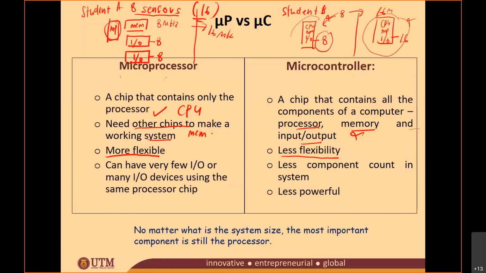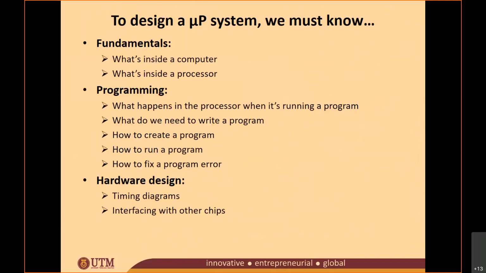And then lastly, here it can have very few I/O or many I/O devices using the same microprocessor chip. So this one has less component count in the system. Why? Because the controller that you use depends on what you bought at that time, and it is less powerful compared to a microprocessor. Any questions up until here? Any questions? So we finish our fundamental part, which is what is inside the computer and what is inside the processor.